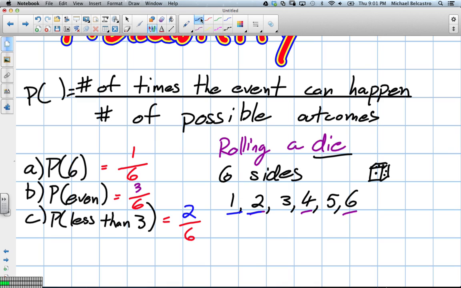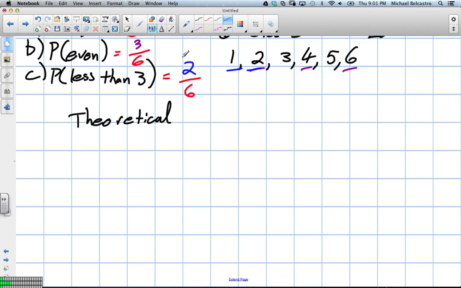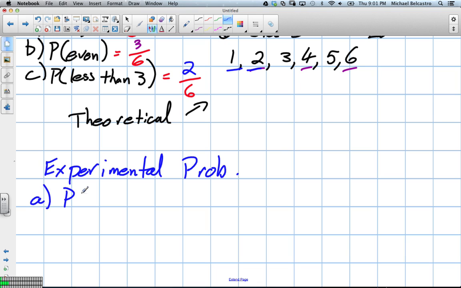Now, this is what we call theoretical probability. Let's make sure you spell that properly. But let's say we actually conduct an experiment. So that's theoretical, and let's compare it with experimental probability. I'm just going to write prob. Let's actually try these. Let's take A and see what happens.